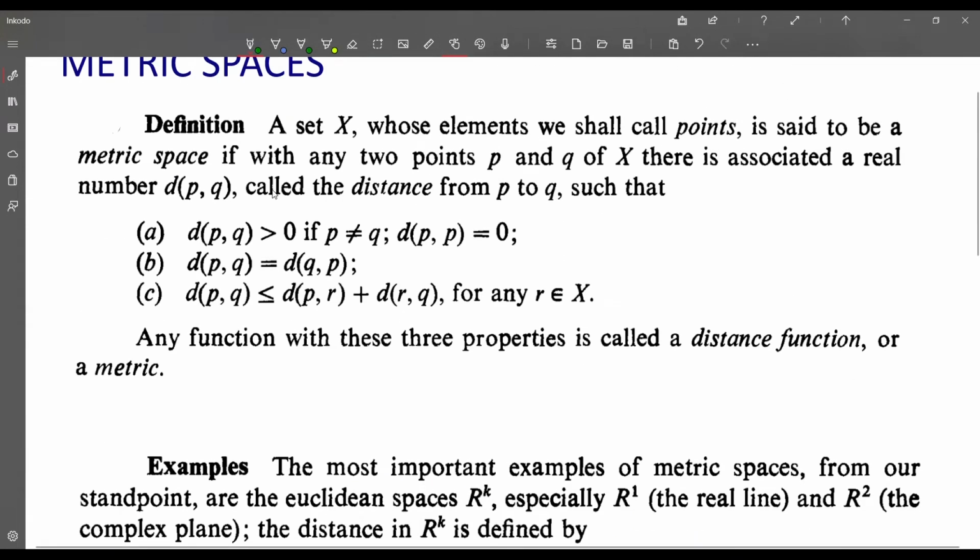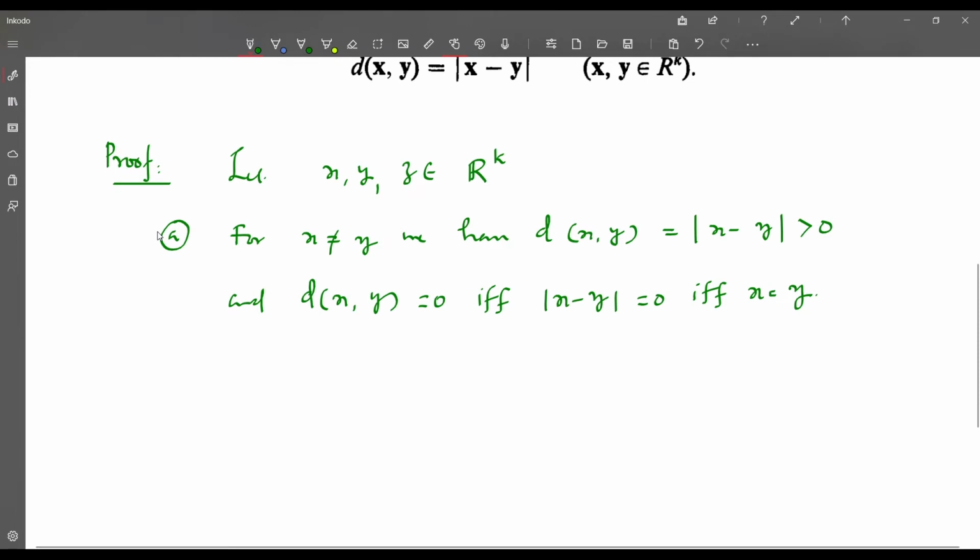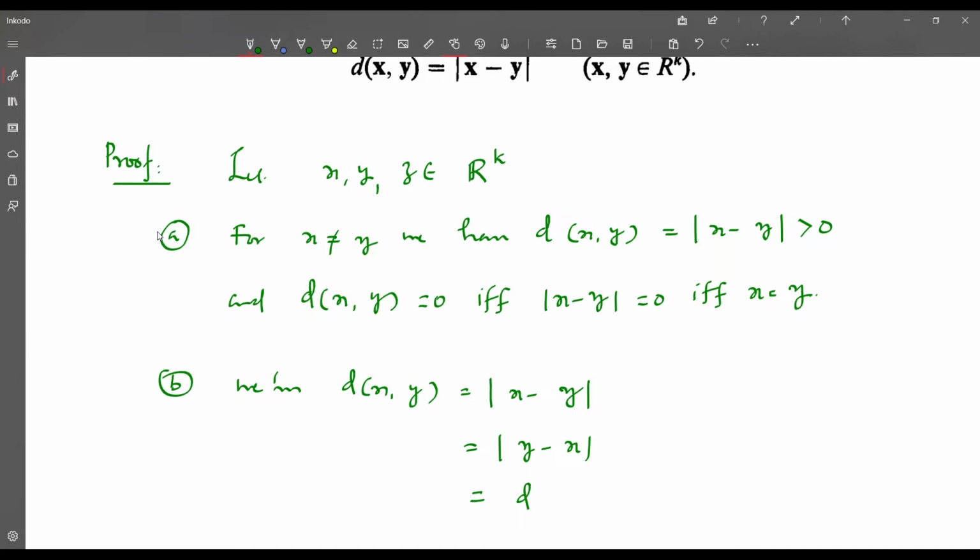And to prove B, we have distance between x and y is modulus of x minus y. So that is equal to modulus of y minus x. This is equal to distance between y and x. So this proves condition B.